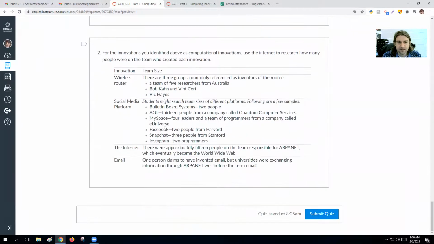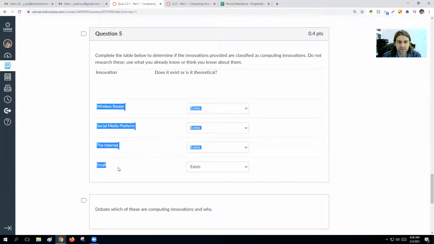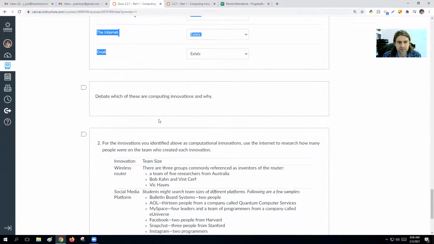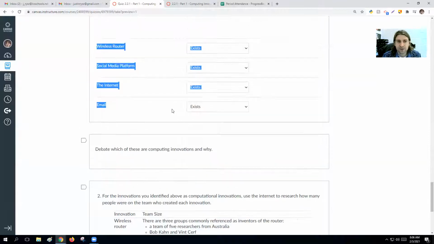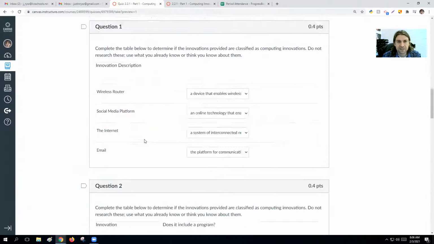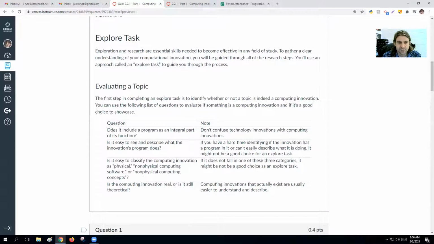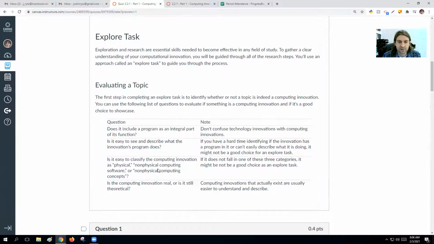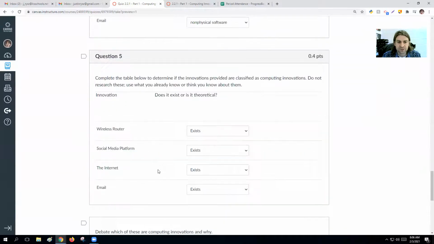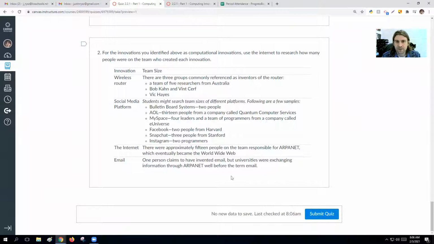So the last question here is to debate which of these are computing innovations and why. Of these four here, are these computing innovations? That should be a question for you to take. In the last part, you will debate whether all four of those meet the answers that were up here. If you answer yes for all of them after taking the short quiz, are they all computing innovations? And if not, explain why. All right, when you are done with that, go ahead and turn it in.